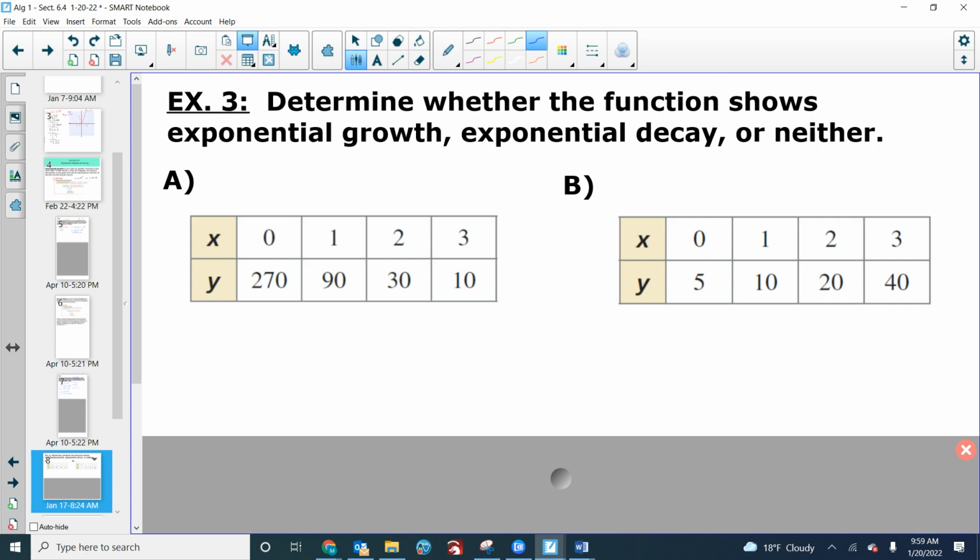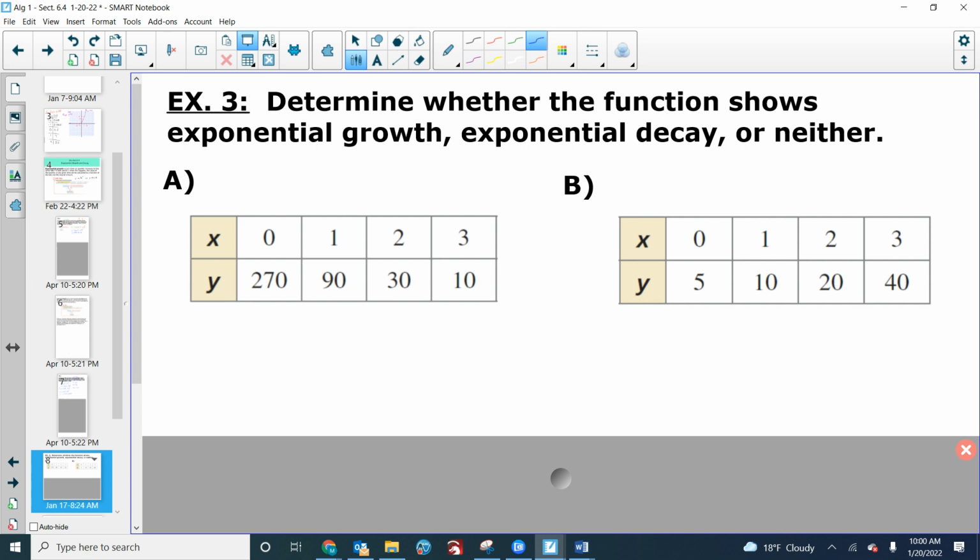All right, determine whether the function shows exponential growth, exponential decay, or neither. Well, first of all, exponential functions have a constant, not constant change, that would be linear. Constant rate of change. You're being kind of picky, Mr. Westfall. I am, okay? If it had a constant change, it would be linear. Constant rate of change, exponential. So first of all, check. X is going up by 1.